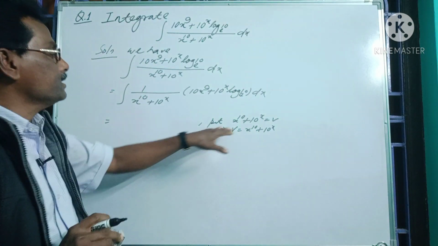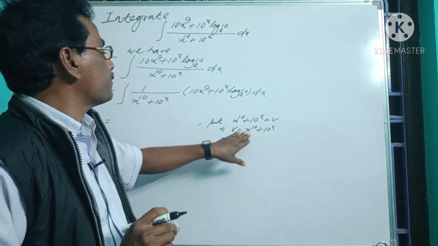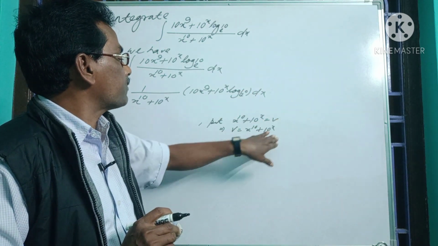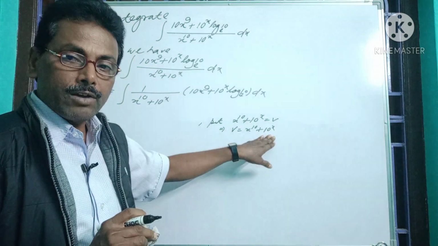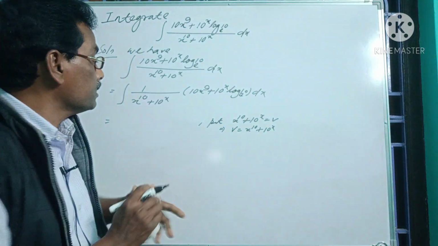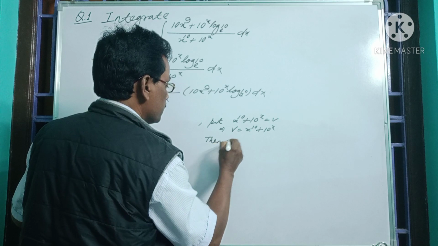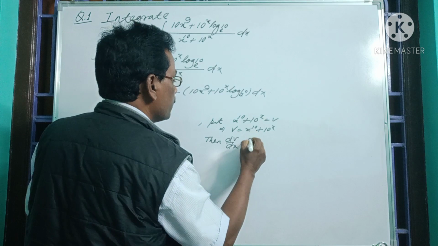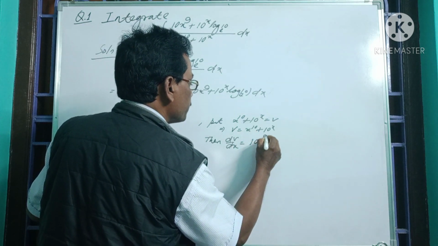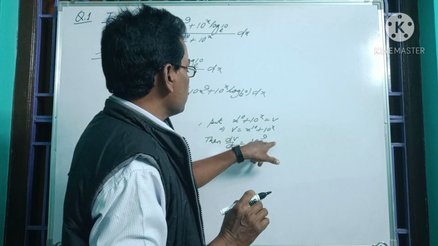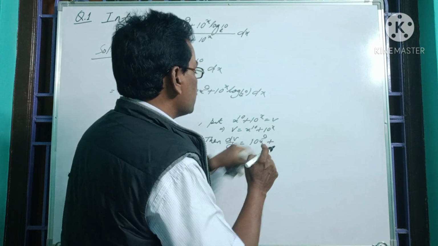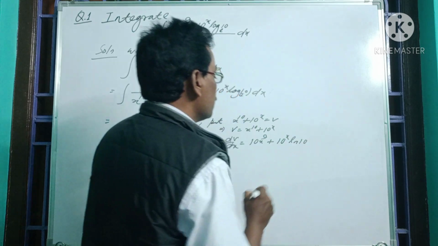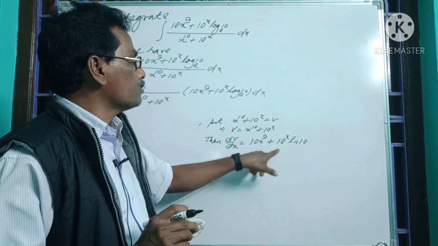Here v is a function of x, where the function contains the power function x to the power 10, and also 10 to the power x, which is the exponential function. Now differentiating v with respect to x, dv by dx is equal to 10 x to the power 9, that is 10 x to the power 10 minus 1, plus the derivative of 10 to the power x, which is 10 to the power x into ln 10, because we know the derivative of a to the power x is a to the power x into ln a.